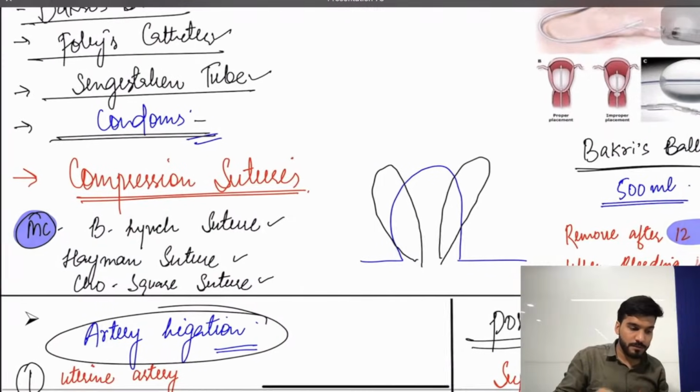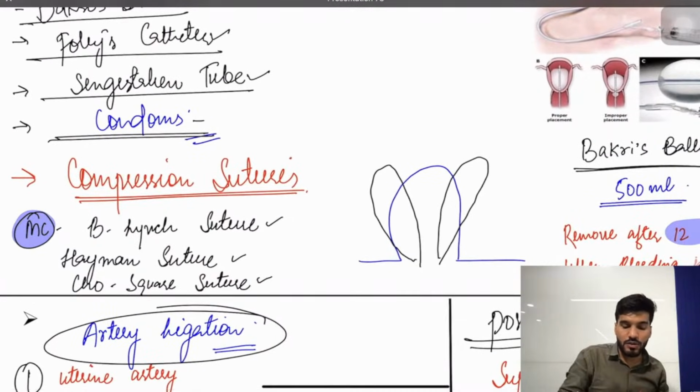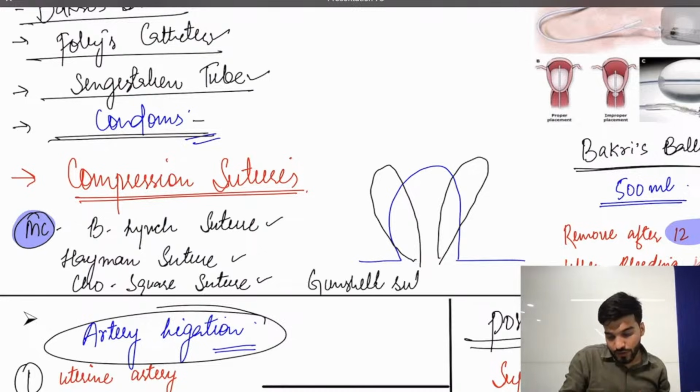Compression sutures we can use, like B-Lynch sutures, Hayman, Cho's square, or one more, the gun shell sutures. Okay, these are the compression sutures that we use. Anteriorly and posteriorly we suture the uterus so that they can meet at one point. That is the classical B-Lynch suture. If multiple vertical sutures are given in the image, that is a type of Hayman suture. If squares of suture are given over the uterus, that is a Cho's square suture.